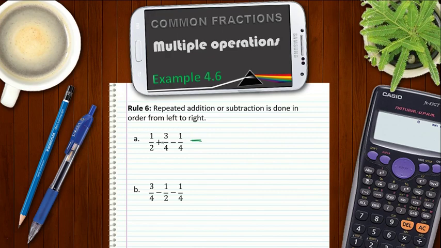So we're going to see the lowest common denominator between 2, 4, and 4 is 4. So I can change this into 4, top and bottom. So I have 4 plus 4 over 4 plus 3 over 4 minus 1 over 4.